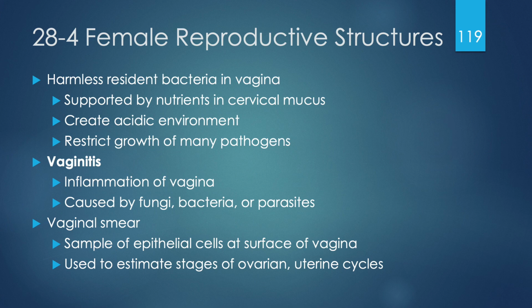Also, there's something called a vaginal smear, in which you can take a sample of epithelial cells at the surface of the vagina, and this can be used to look at the stages of the ovarian cycle as well as the uterine cycle.